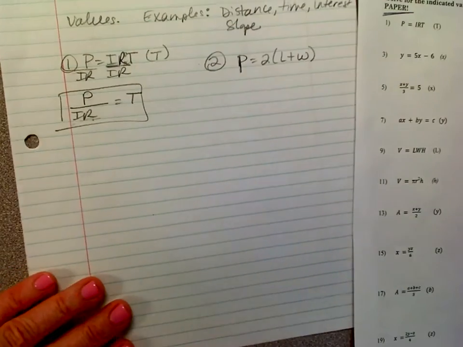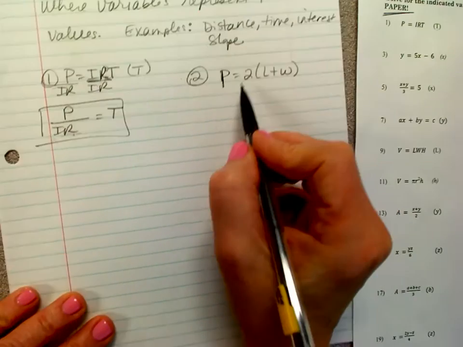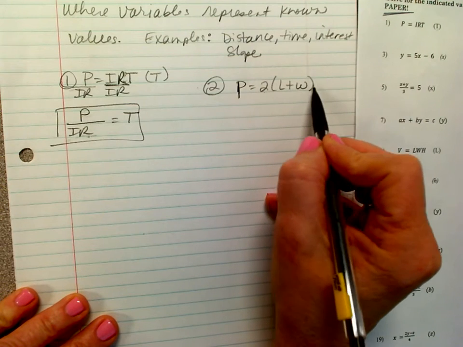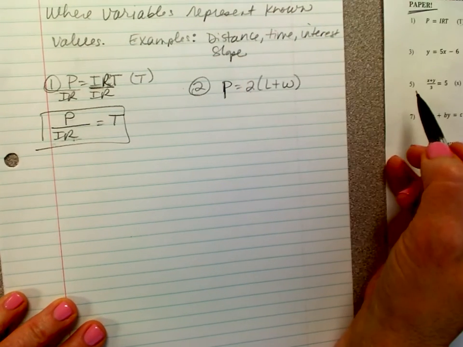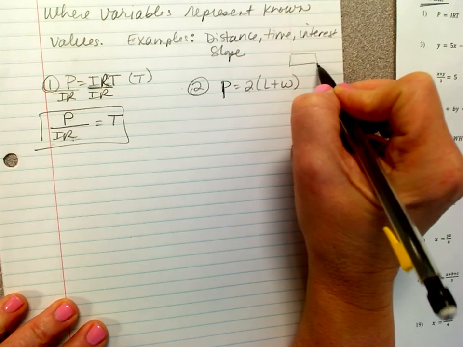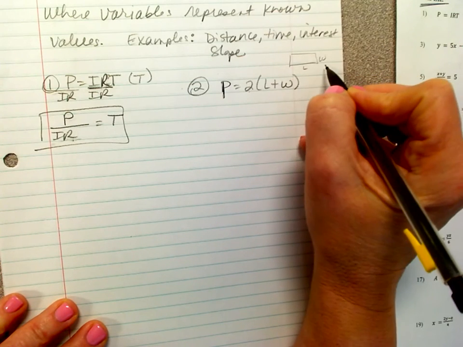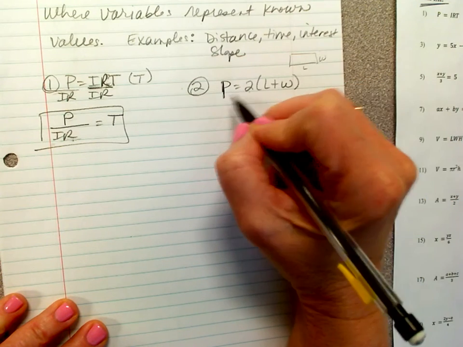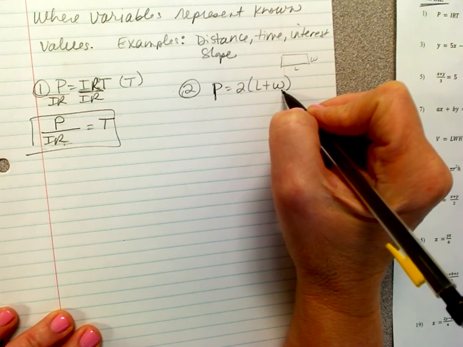So let's look at number 2. Number 2 says P equals 2 times L plus W. Well, does this look familiar? That is the way you can find the perimeter of a rectangle. If you knew the length and the width, you add the length plus the width and multiply by 2, so that's a perimeter formula.